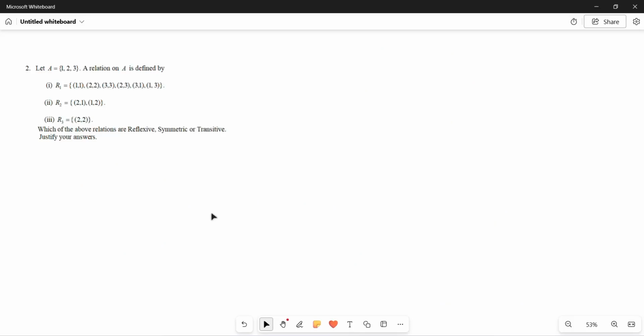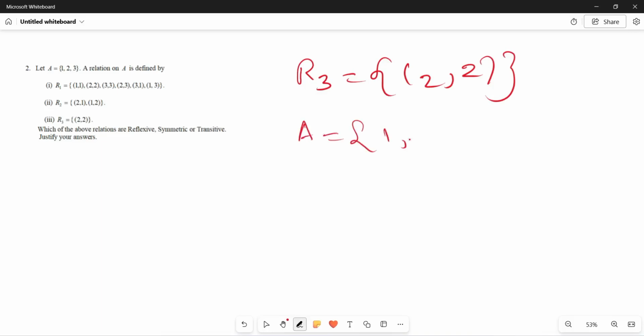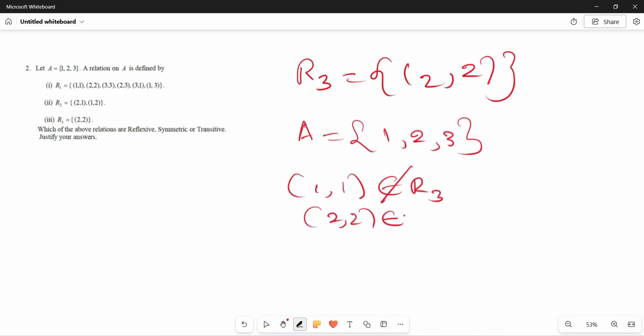R3 is just given as (2, 2). Okay, what can you say about this one? Now our set is A equals {1, 2, 3}. You can say that (2, 2) is there, but since there are 3 elements, you want to have all of them. (1, 1) does not belong to R3, and (2, 2) belongs to R3, but (3, 3) also does not belong to R3.